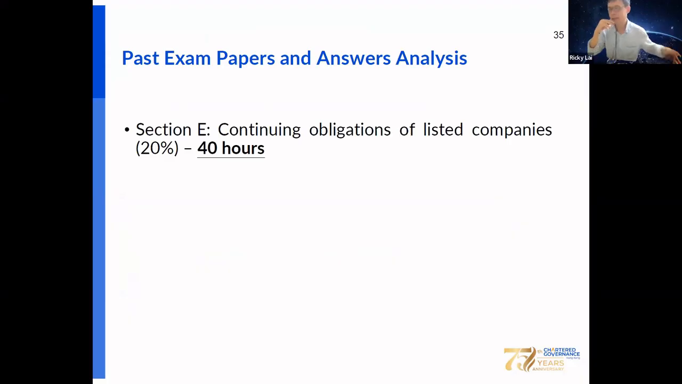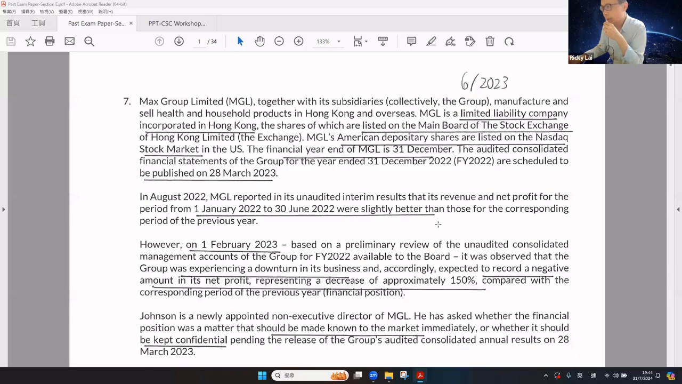Now, you have a very good idea of Chapter 13, 14, and 14A of the listing rule. In order to be more practical and understand the focus of the examination, now let's take a look at some past exam papers in Section E. First of all, let's take a look at the 2023 June exam paper.